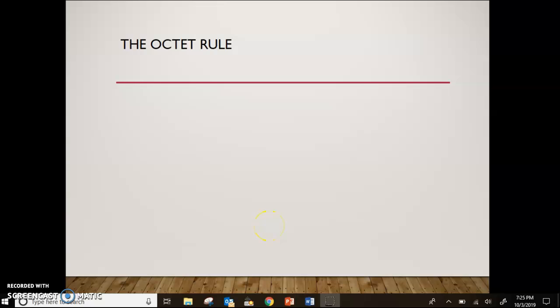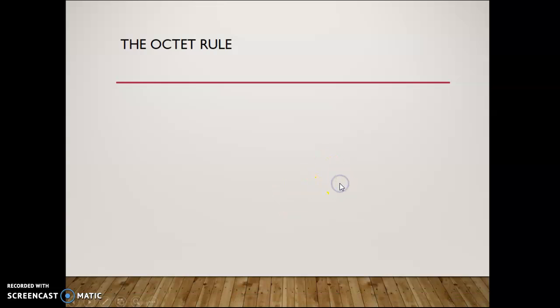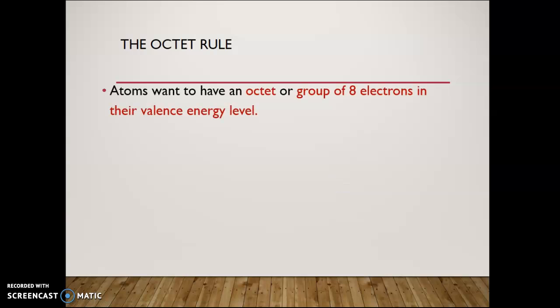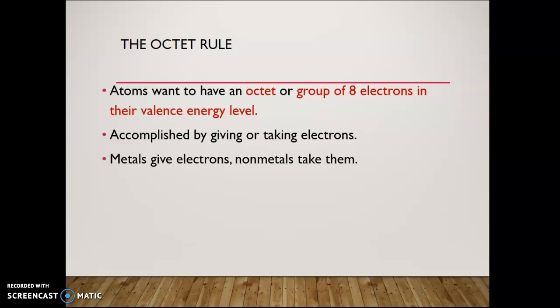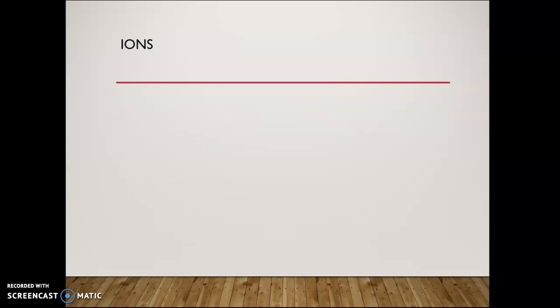Okay, so let's pick up the lesson here. We know that the octet rule states that an element is trying to fill that outer shell of electrons, where it's 8 electrons in the outer shell, because that full valence shell is actually very stable. You can do this by giving or taking electrons. Metals give electrons and nonmetals take them. If you have gained or lost an electron, you are now called an ion.